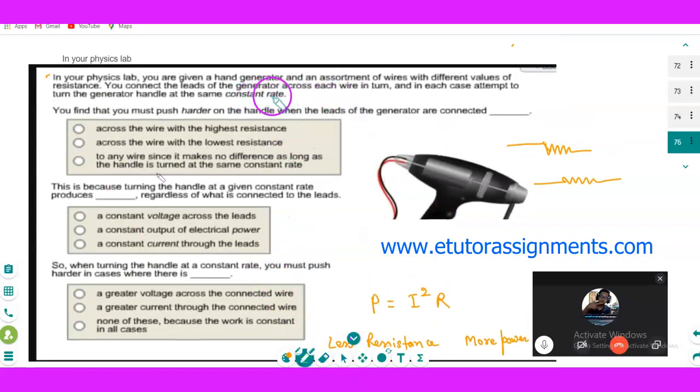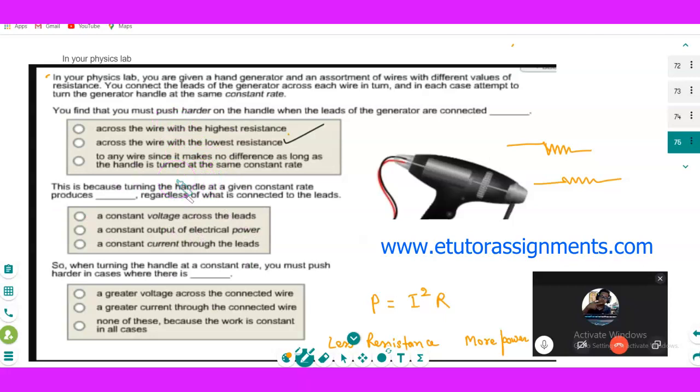You connect the leads of the generator across each wire in turn, and in each case attempt to turn the generator handle at the same constant rate. You find that you must push harder on the handle when the leads of the generator are connected to the lowest resistance, because more power has to be produced. So when low resistance is there, we have to push harder.